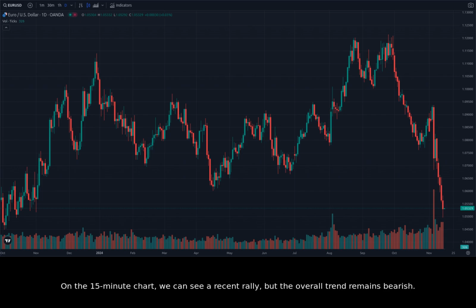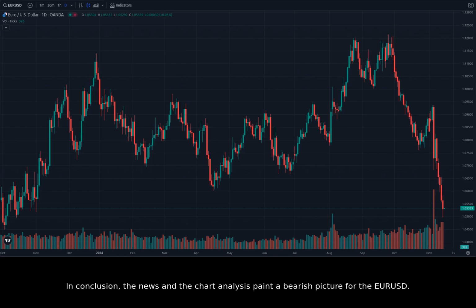On the 15-minute chart, we can see a recent rally, but the overall trend remains bearish. This rally could just be a short-term pullback before the bearish trend continues. While the RSI on the 15-minute chart has recently bounced, it's not yet showing signs of a significant reversal.